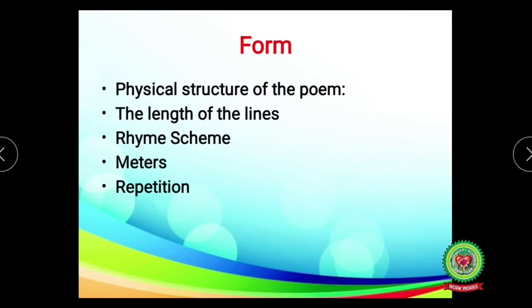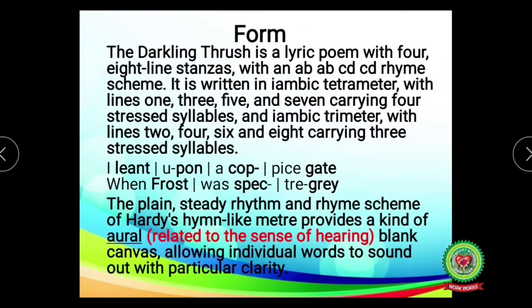Now, first of all, let us understand what is form. Form in poetry can be understood as the physical structure of the poem, the length of the lines, the rhyme scheme, meters, and repetition. So, The Darkling Thrush is a lyric poem with 4 8-line stanzas with an A-B-C-D rhyme scheme.